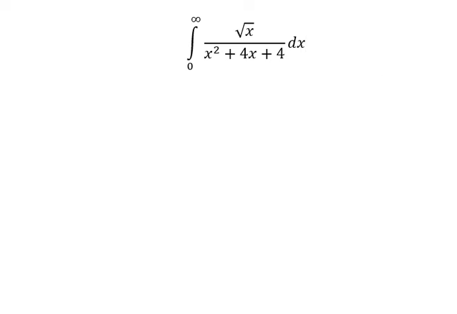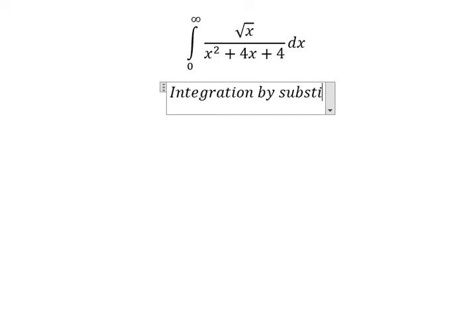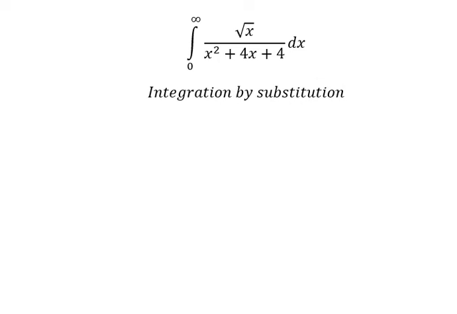We need to use integration by substitution. So we put x equals u squared because we want to cancel the square root in here. Later, we first take the derivative of both sides.